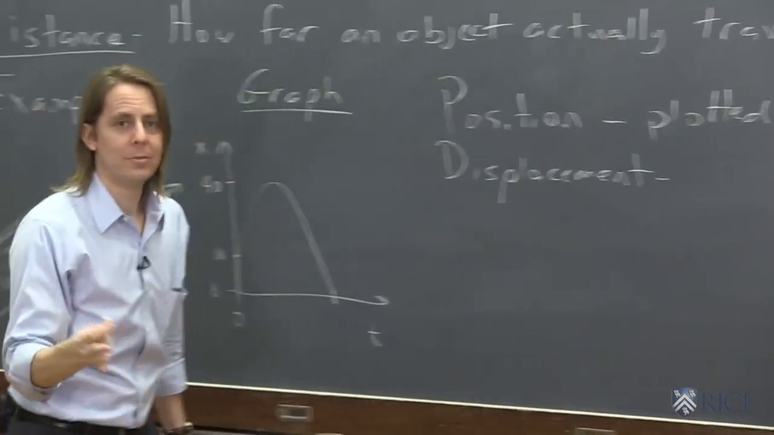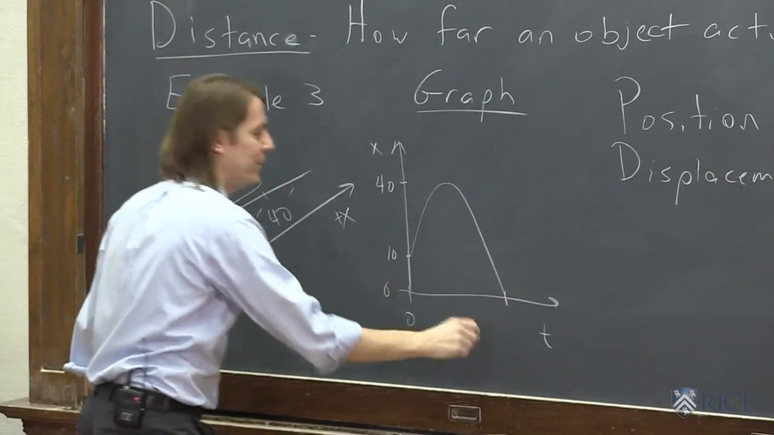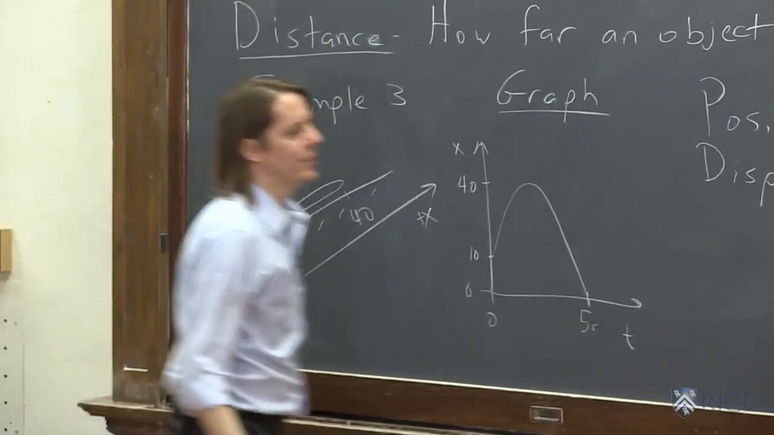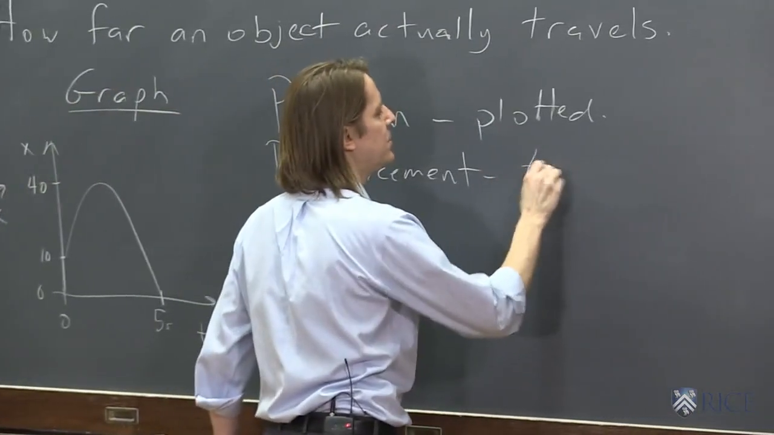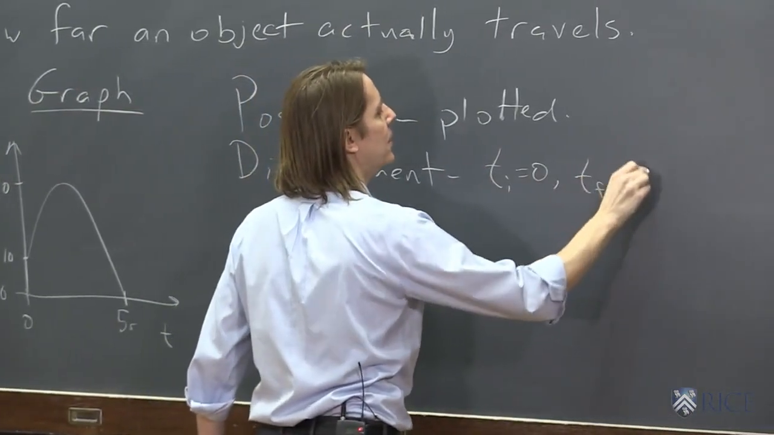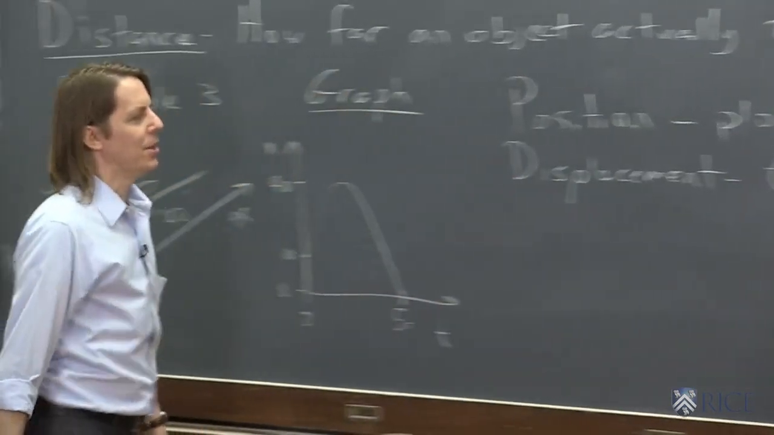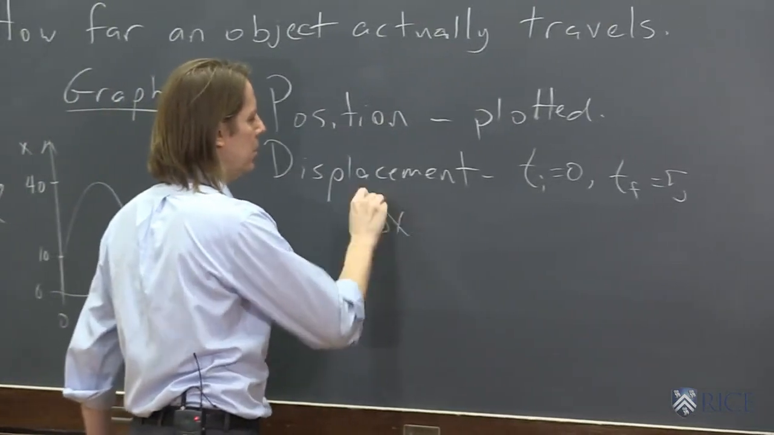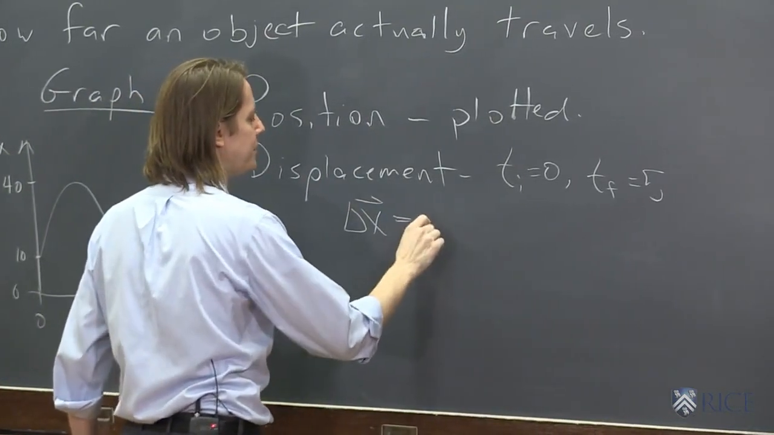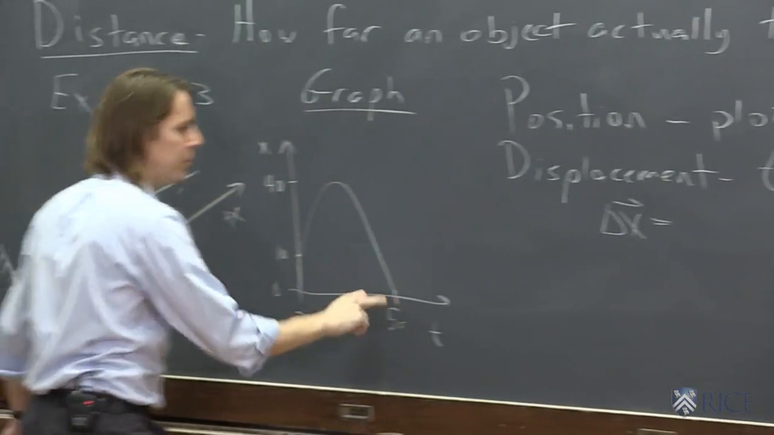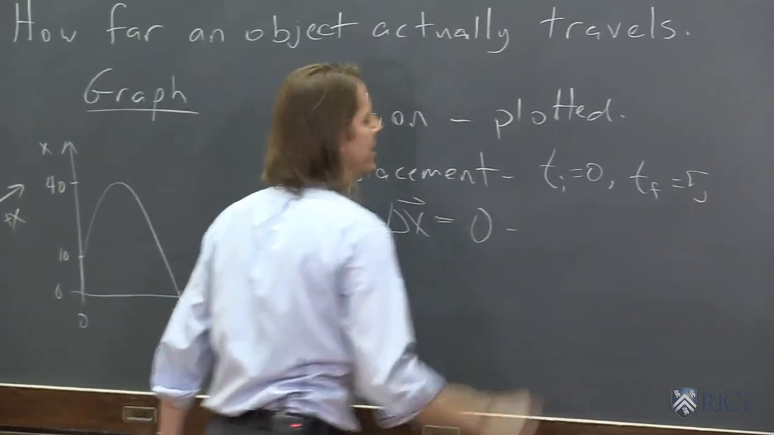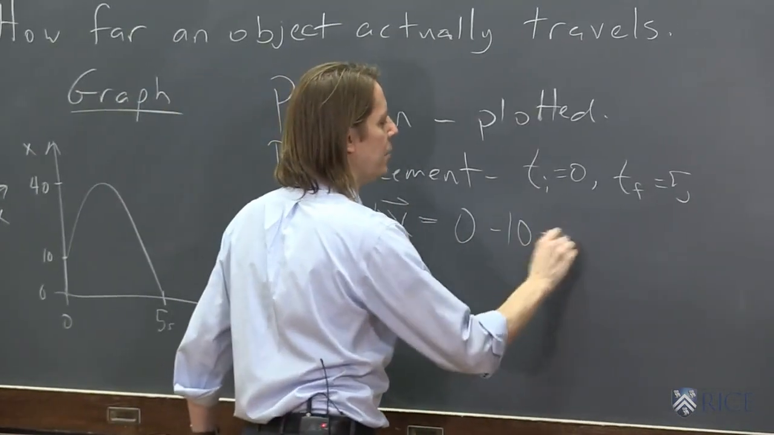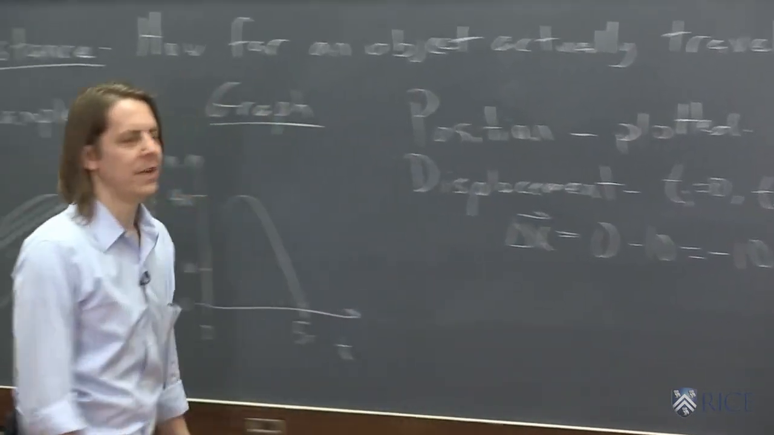To think about displacement, we need an initial time and a final time. So we're going to say it was at t equals 0, and we'll call this t, say, as 5 seconds. So we have t initial equals 0, t final equals 5. We don't even really need the times, because all we really care about is the displacement delta x equals what? x final, which was 0, minus x initial, which was 10. 0 minus 10, we get negative 10.